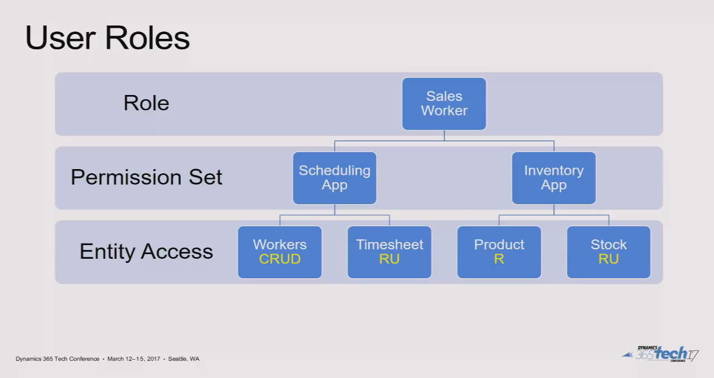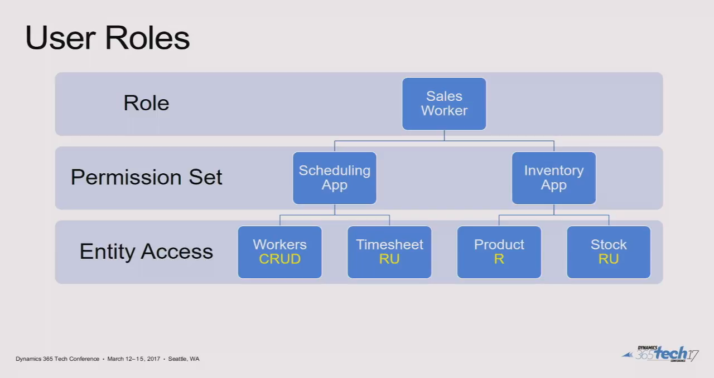So user roles right now are at an object level. So the final kind of access is at the entity level. So here we have, say, workers and a timesheet for our scheduling app. I could assign permissions individually for each of these. So it's your basic create, read, update, delete. You can get any combination of those that you can imagine. And those will be per permission set.